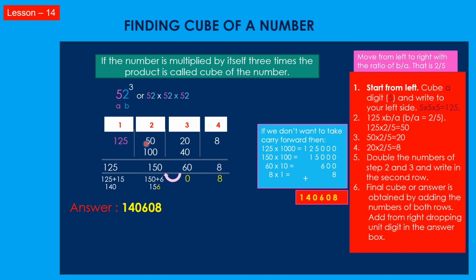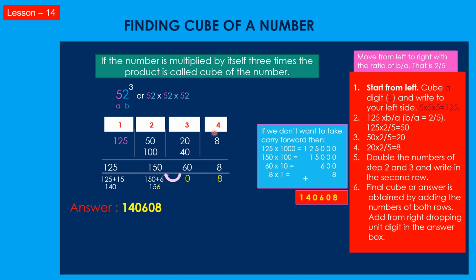So your first row is all done. So what do you do? The next step, you double the numbers at step 2 and 3. So in step 2 you have 50, you double, you get 100. In step 3 you have 20, double, you get 40. Alright. Then the final cube or answer is obtained by adding these two rows, right?